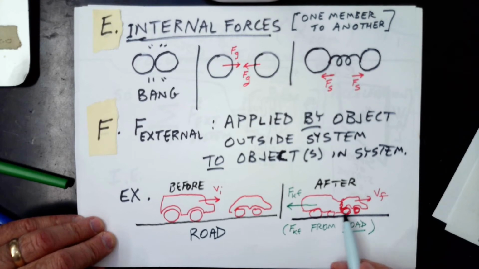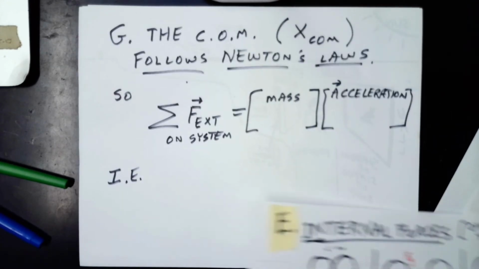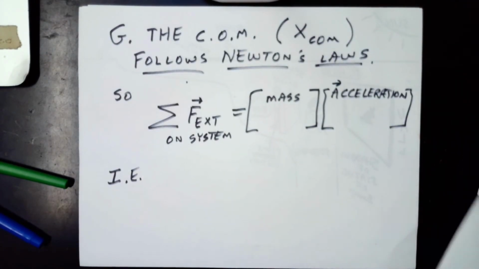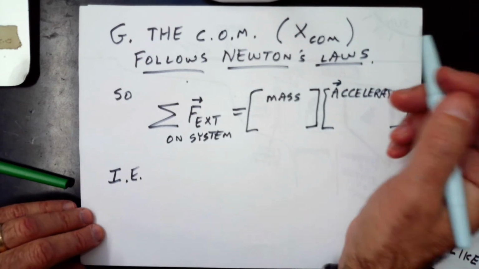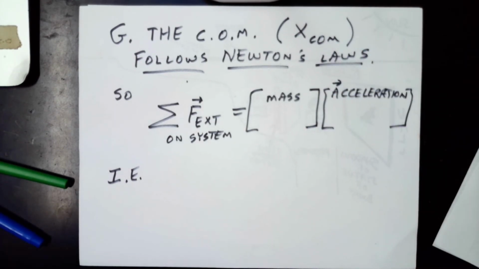The road, however, will exert a friction force on it because these tires are sliding on the road, and that friction force will point left. So that's an external force because it's applied by something that I have not defined as part of the system. Okay, and that brings us to our conclusion. That's center of mass. So I'll take you back to this earlier diagram.